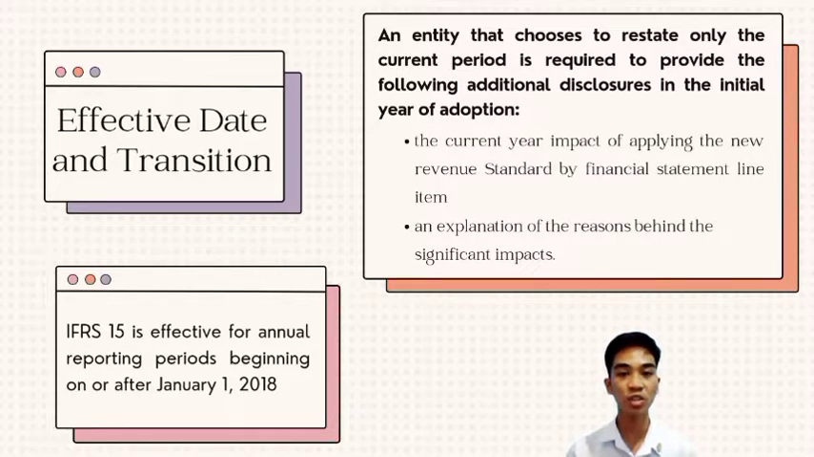An entity that chooses to restate only the current period is required to provide the following additional disclosures in the initial year of adoption: the current year impact of applying the new revenue standard by financial statement line item, and an explanation of the reasons behind the significant impacts.